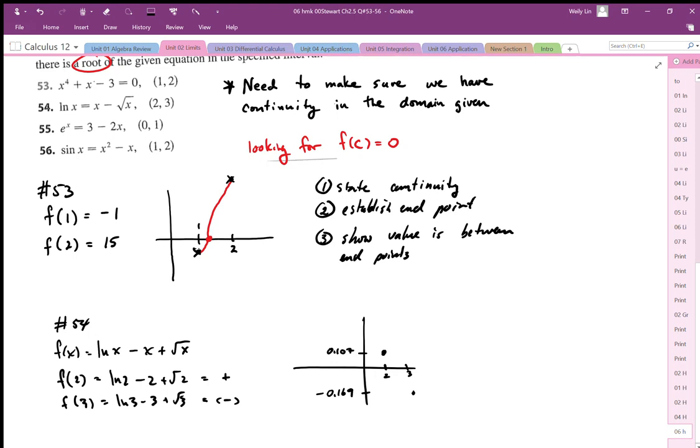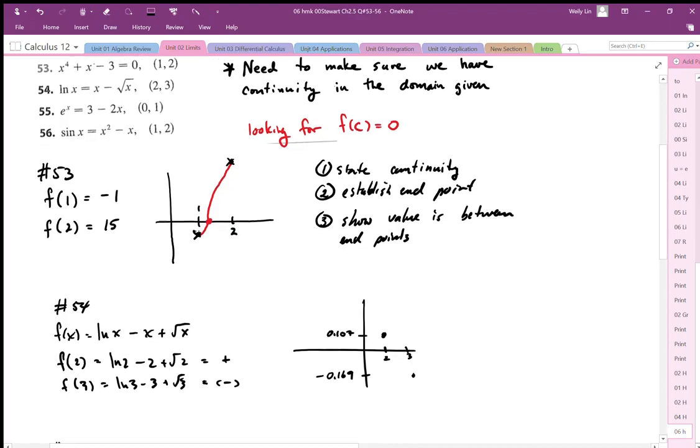Number 54, we first need to establish continuity in the interval. So in this interval, we know that the log x is continuous, and same with these functions here. So the next thing then we do is we make it equal to 0, and we're going to establish that our f of x is going to be log x minus x plus root x. And we then establish the values at the endpoints.